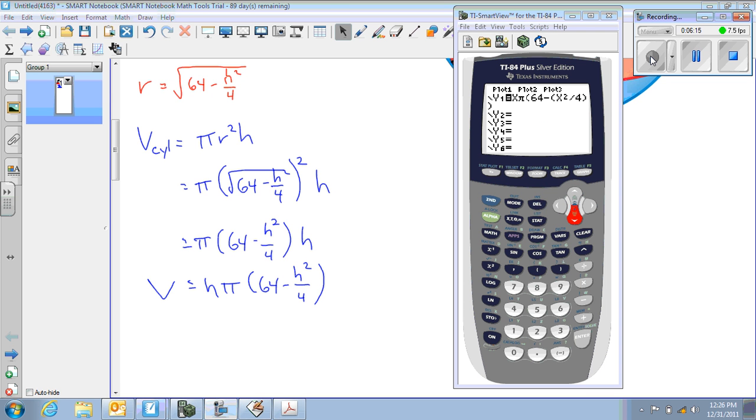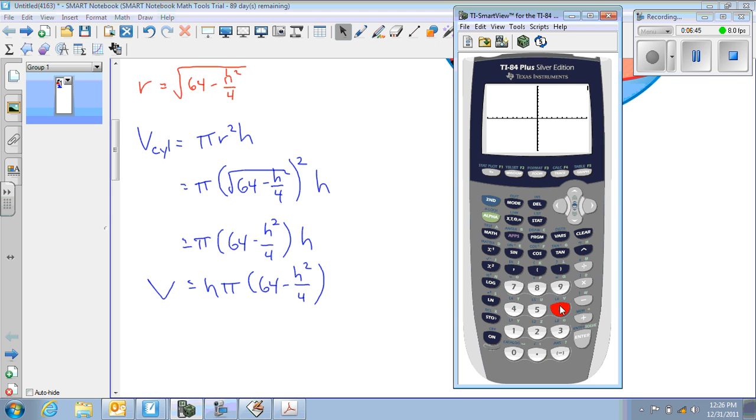Okay, so what I did now was I put this formula on the calculator. Of course, I had to use x instead of h, but I have x times pi times parentheses 64 minus x squared divided by 4. I put that in parentheses, and then I have a second parentheses to make sure that it's multiplying the whole thing times the x times pi. And what I did then was I went zoom 6.